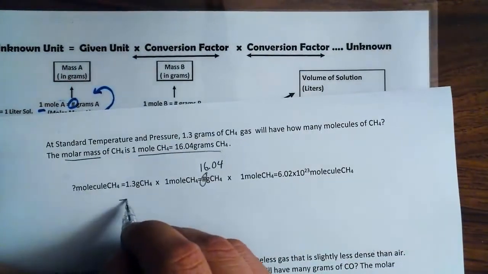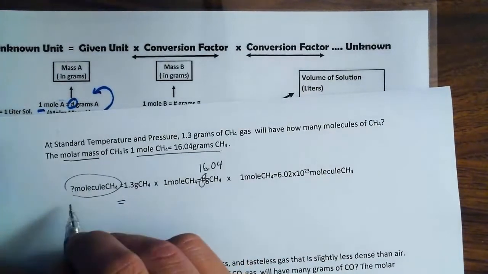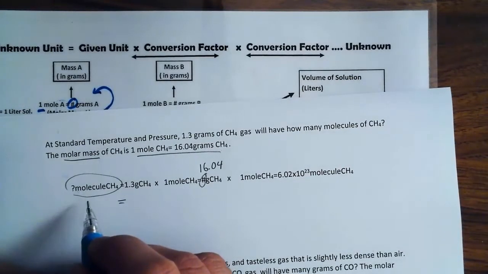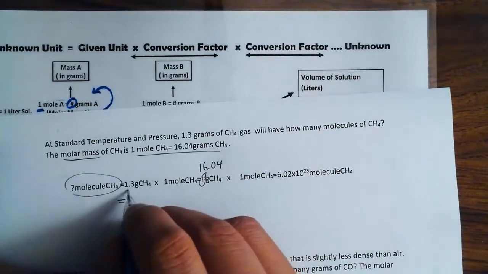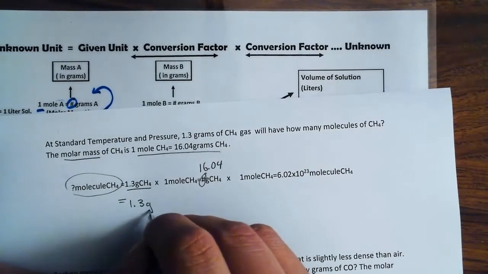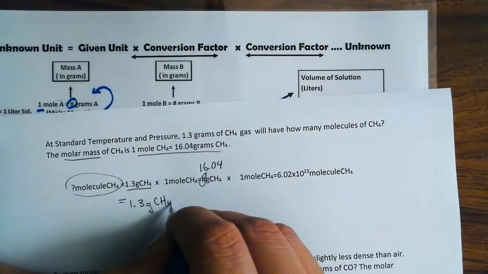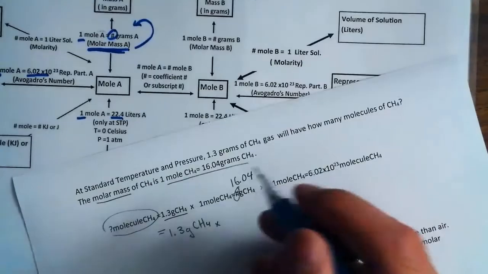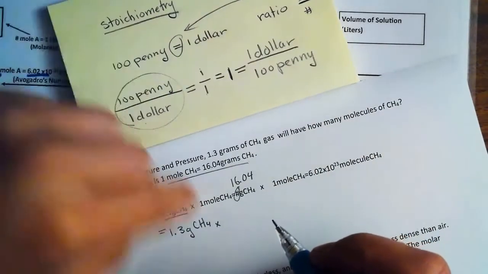Well, first of all, we're not going to do anything to this side. This is just telling us that we are looking for molecules. So once we cancel out the units and chemicals, your answer must be molecules. What do I mean by that? Starting from our given measurement, which is 1.3 grams of CH4, we can rewrite this as a fraction.